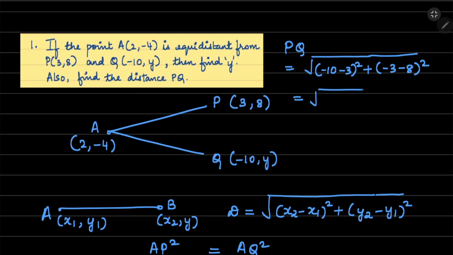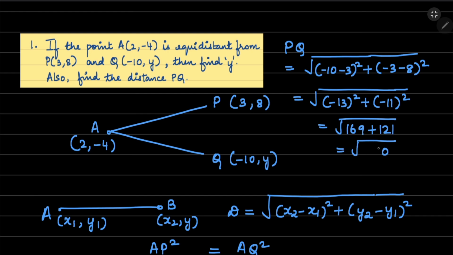So what is it? Root of minus 13 the whole square plus minus 11 the whole square, which is equal to root of 169 plus 121, which is equal to root of 290, right? Yes, square root of 290. That's the distance between P and Q. Here I have taken the value of y as minus 3.